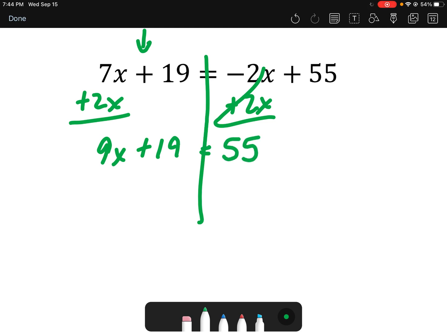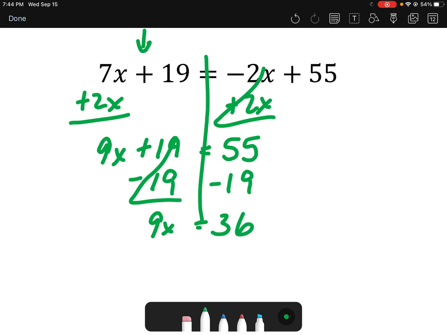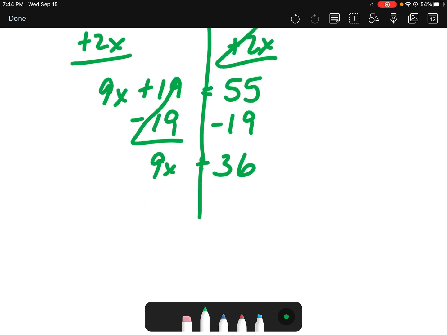I do have a two-step equation here. I can subtract my constant from both sides. By subtracting 19, that gets rid of that plus 19, leaving me with just 9x. 55 minus 19 is equal to 36. Still not done.